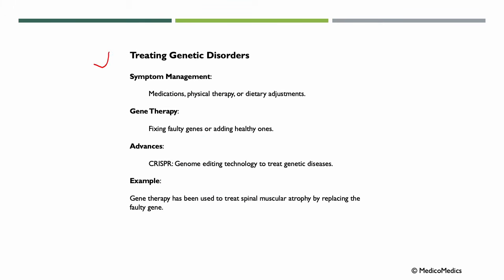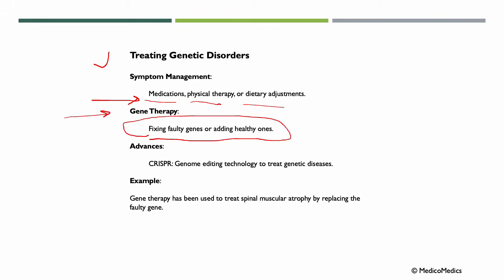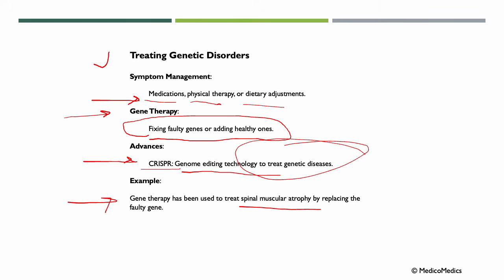And briefly on treating these genetic disorders. If it's symptomatic, we have symptomatic management like medications, physical therapy, or dietary adjustments. With gene therapy, we are fixing faulty genes or adding healthy ones. Advances are currently in CRISPR technology, so genome editing to treat genetic diseases. For example, gene therapy has been used to treat spinal muscular atrophy by replacing the faulty gene.